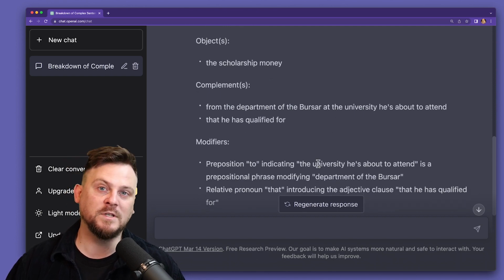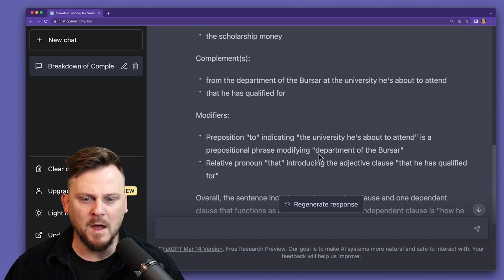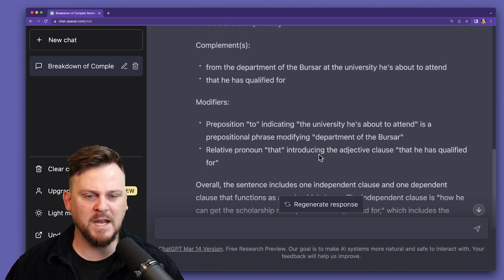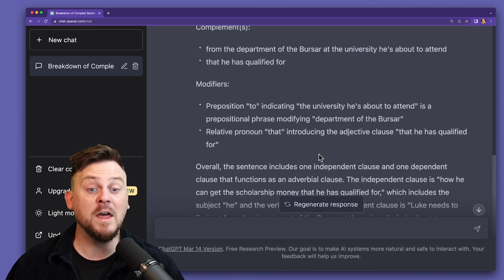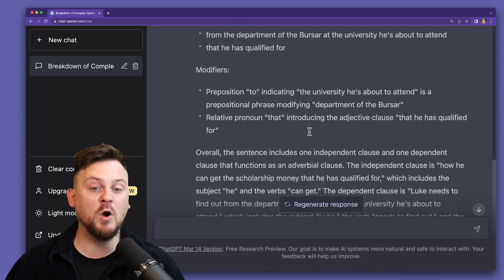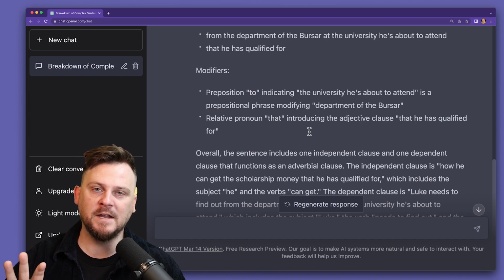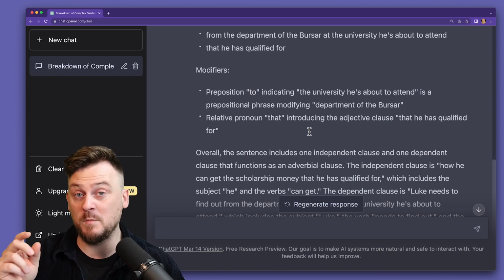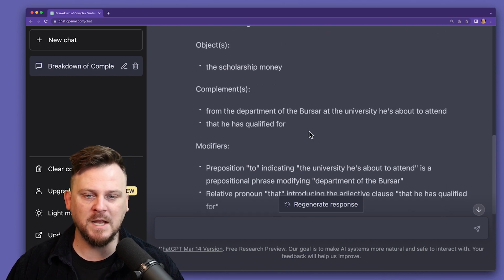A modifier will tell you something more about another word or phrase. So a modifier is the preposition to indicating the university he's about to attend, and the relative pronoun that introducing the adjective clause that he has qualified for. So a relative pronoun is one that adds information or is the beginning of adding information. Okay, so we've got a bit of a breakdown.